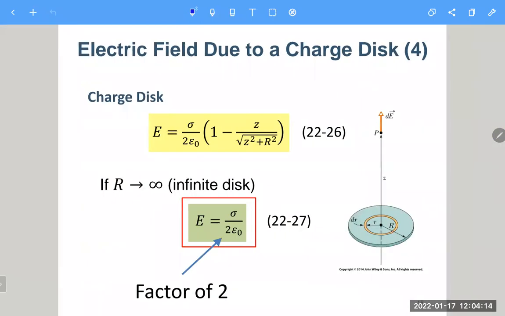So in chapter 22, we actually derived an equation like this. If we have an infinitely large, thin plate, it will generate the E field as this term, sigma over 2 epsilon naught. For the upper part, E is this one. For the lower part, the E points to the bottom. So it generates the E field for the whole space.